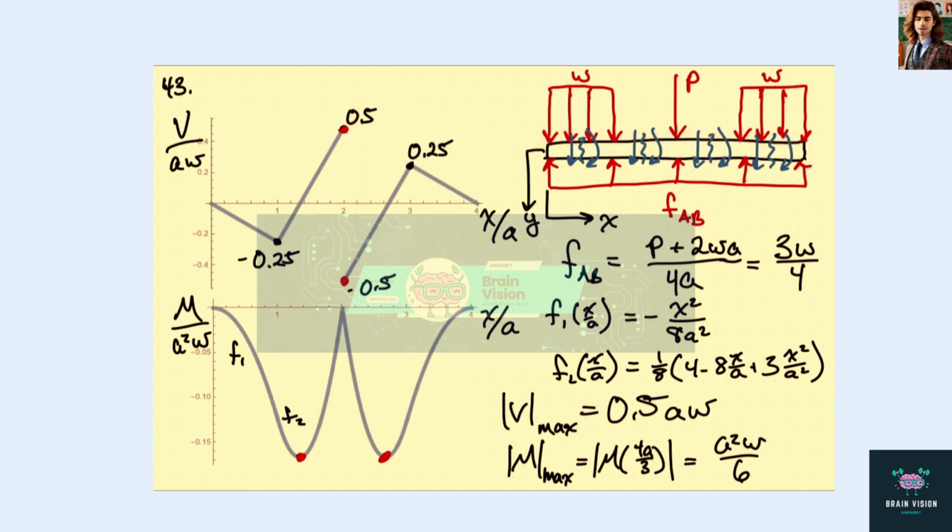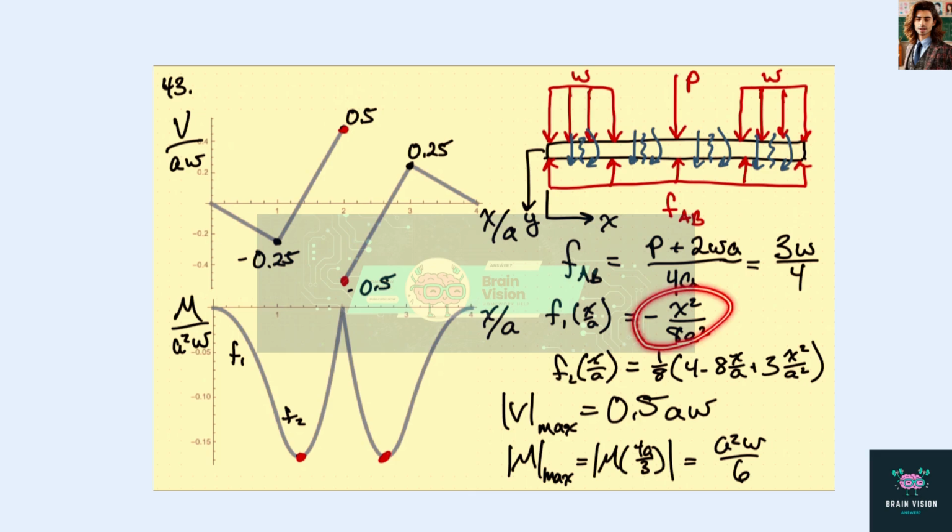And then for the moment diagram, again we have linear regions everywhere, so everything is going to be quadratic functions. I wrote down what these are. Again, I'm plotting here M over A squared W, so the bending moment would be whatever this value is times A squared times W. In this region we have minus x squared over 8A squared, and I'm plotting x over A, so that's why we just end at 4, when x over A is 4 at the end of this beam.